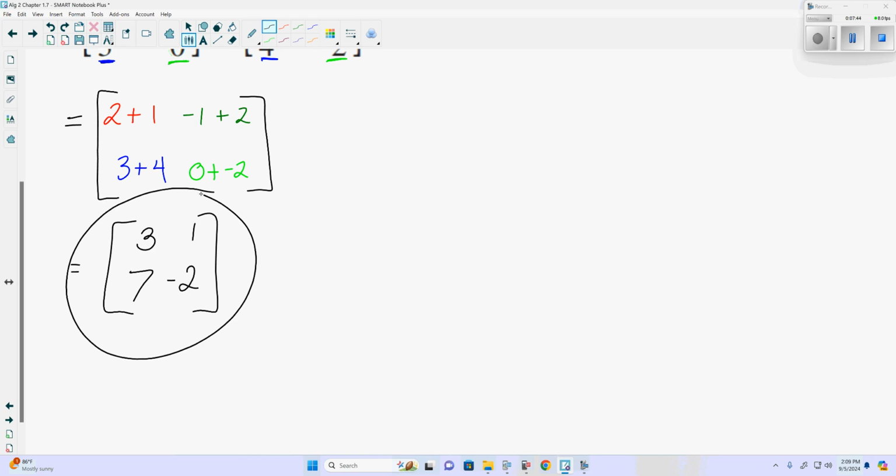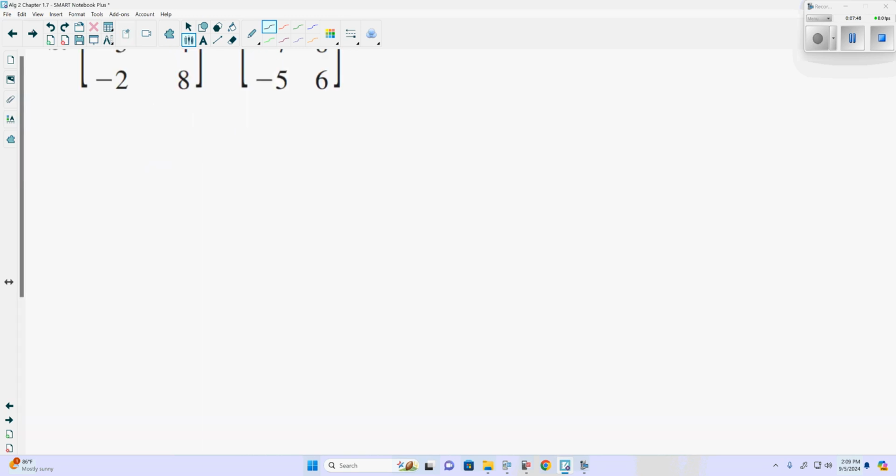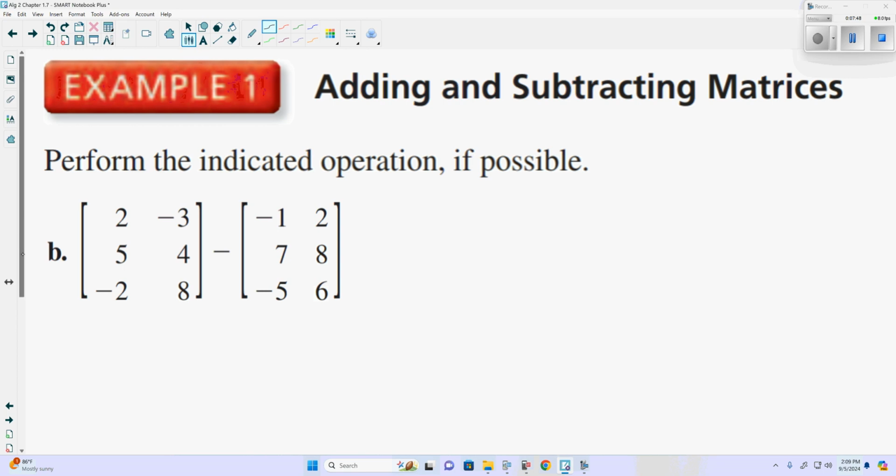Are you ready for the next one? Let's look at this one. Now this one's different from the last one for one main thing. We're subtracting, we're not adding. That's the only difference. So if we look at this here, our first number that we have is 2, and we're going to subtract from it its corresponding number, which is negative 1.